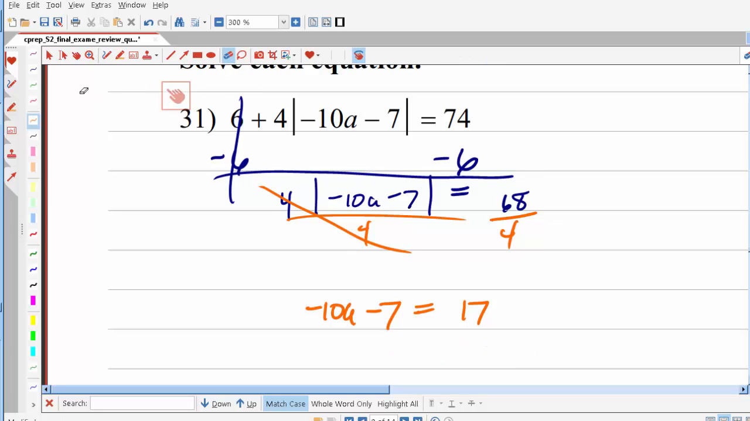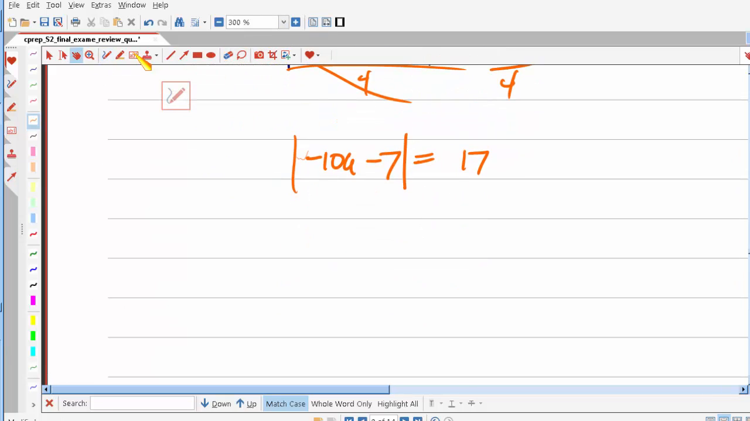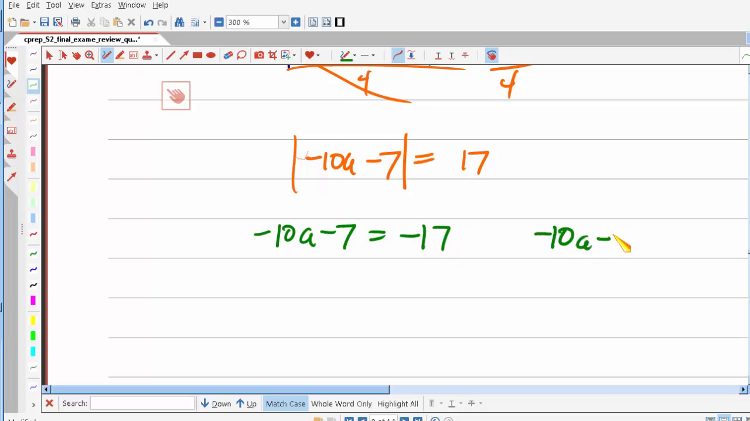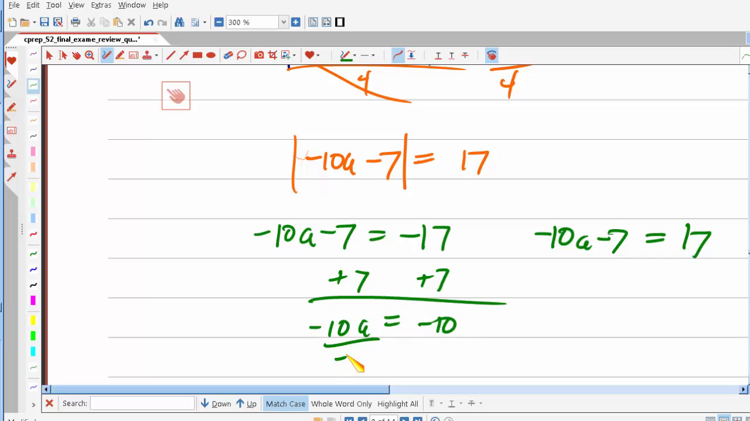So I'm right here, and now here's the key step. You have to know this. Okay, so I rewrite it without the absolute value symbols, and negative 10a minus 7 equals 17. So here I'm going to add 7 to both sides, get negative 10a equals negative 10, divide by negative 10, and I get a equals 1.